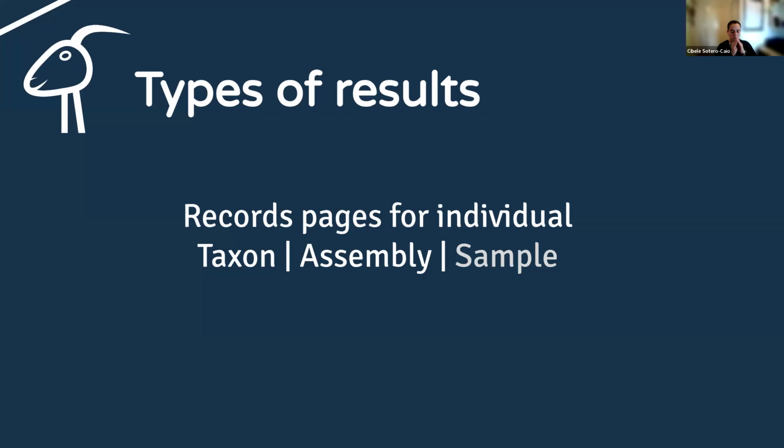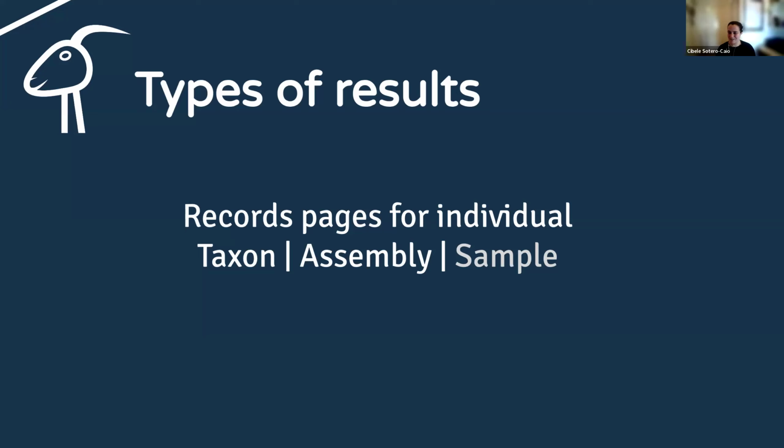Okay, so a small pause now just to think about what are the types of results that you can get using the GOAT UI. Usually people arrive at GOAT, they type stuff, they go somewhere and they don't understand exactly where they are. So let me tell you upfront, there are two types of results. There is what we call the record page, and there is what we call the search results. So whenever you find a table of things, this is the search result.